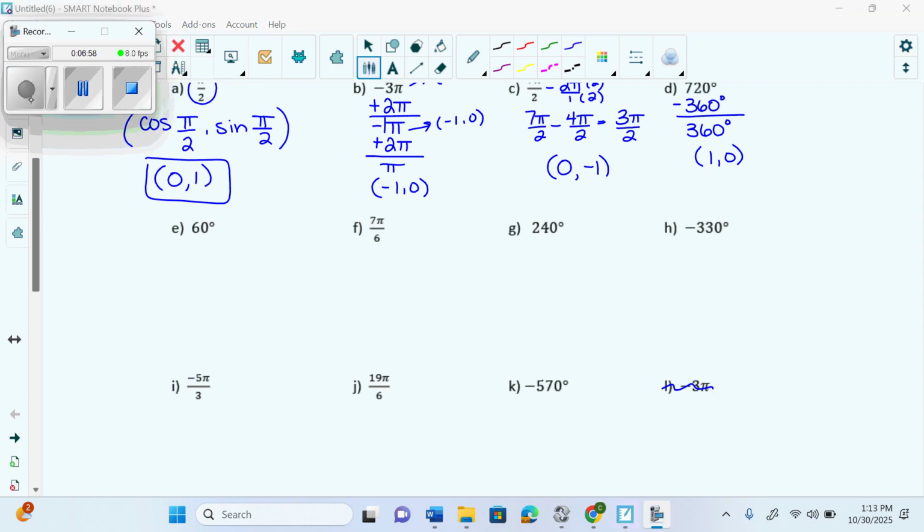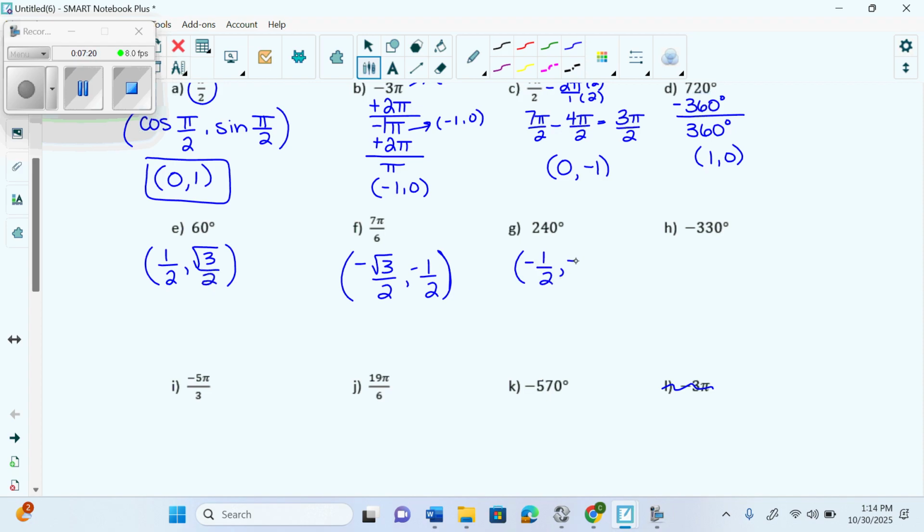I'm going to go through some of these. So 60, you could do cos of 60, sine of 60, or you could look up your unit circle, and you should get a half and root 3 over 2. 7 pi over 6, you should get negative root 3 over 2 and negative a half. 240, you should get negative a half and negative root 3 over 2. Negative 330, you could envision it landing on 30, or you could add 360 to it, and it would get you 30. That would get you the same answer, which is root 3 over 2 and a half.